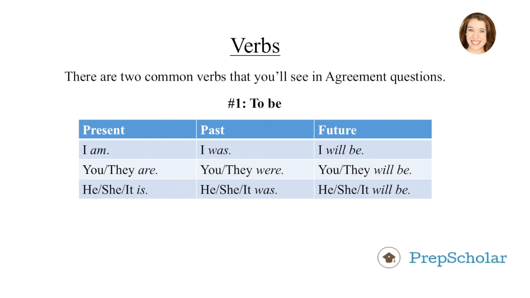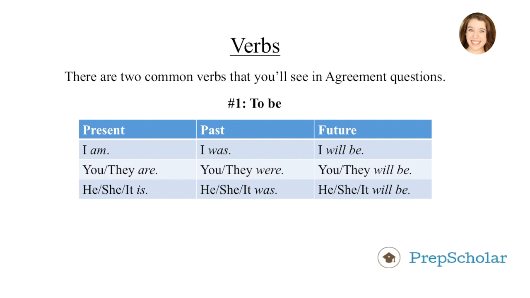So in that present column, we have I am, you or they are, he, she, or it is. That's the form to be takes in the present tense. For past, we have I was, you or they were, he, she, or it was. For future, it's a little bit easier. It's just the verb to be, but we add will before be every single time to indicate that something is going to happen a little bit later on. So these are the different forms to be takes.